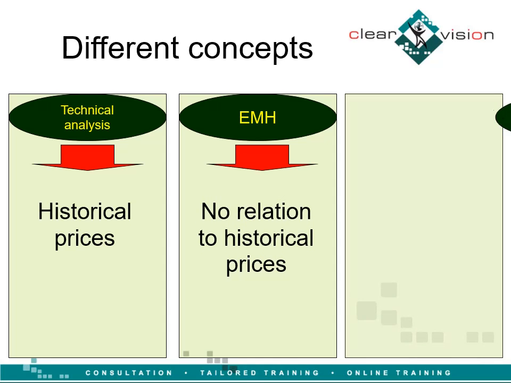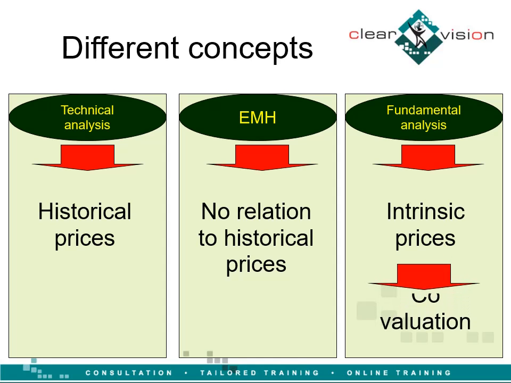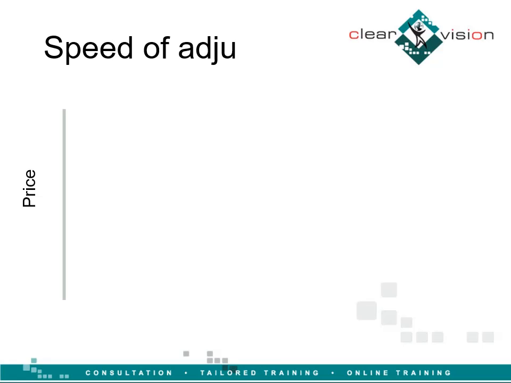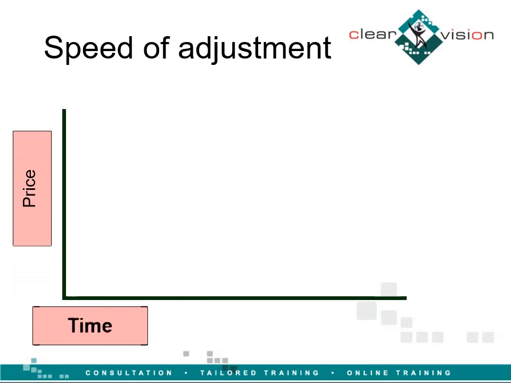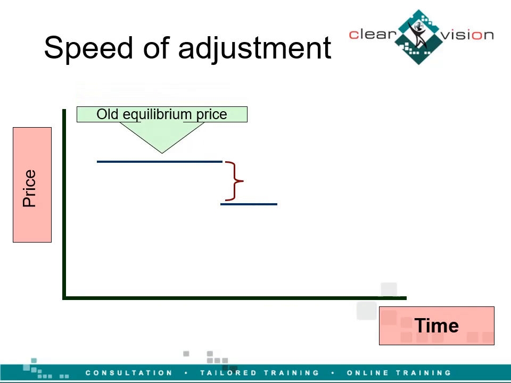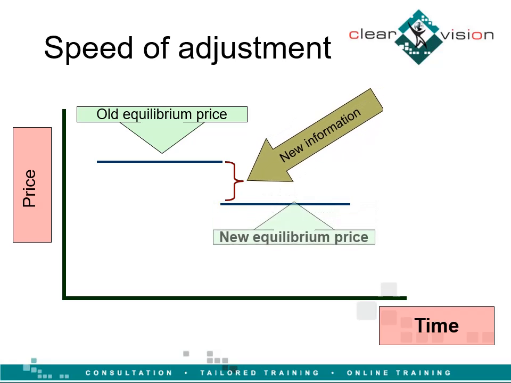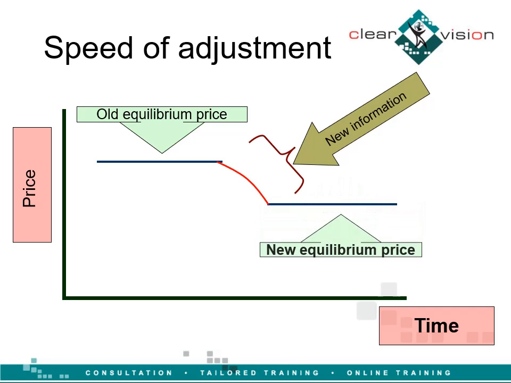Fundamental analysis, in contrast, depends on the intrinsic price of an investment or stock, which depends on economy analysis and company valuation. Under the efficient market hypothesis or even fundamental analysis, whenever there is new information affecting the price, the market immediately responds to it with a new equilibrium price. Under technical analysis thinking, the change in the price when new information appears is gradual.